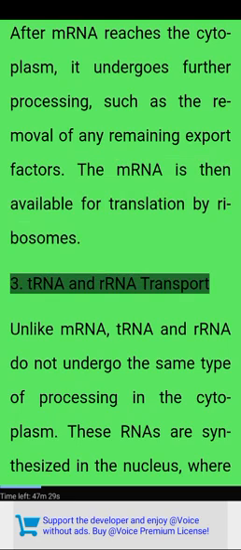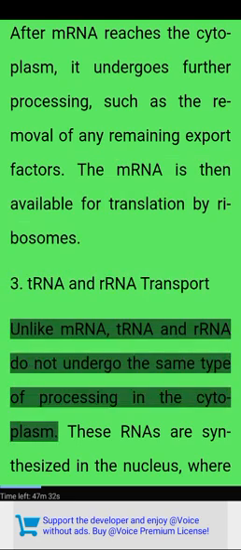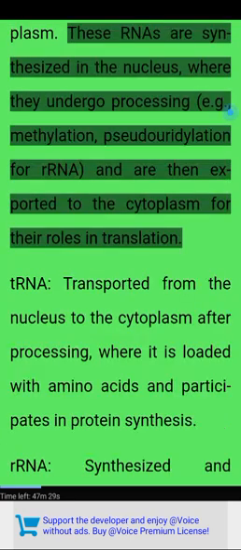3. tRNA and rRNA transport. Unlike mRNA, tRNA and rRNA do not undergo the same type of processing in the cytoplasm. These RNAs are synthesized in the nucleus, where they undergo processing, e.g., methylation, pseudouridylation for rRNA, and are then exported to the cytoplasm for their roles in translation.